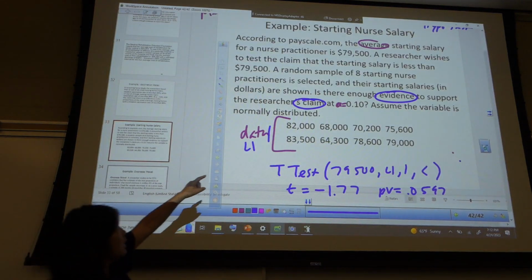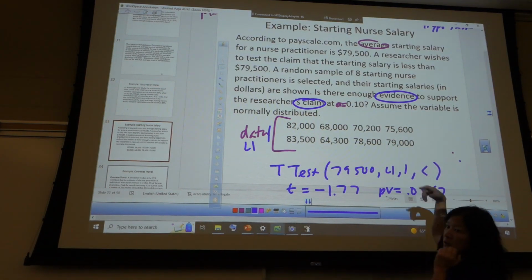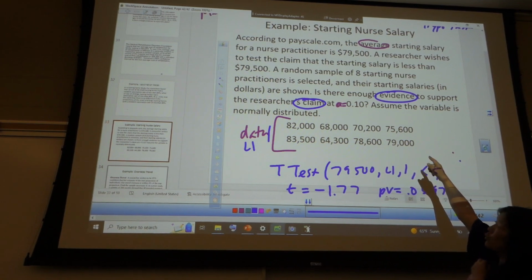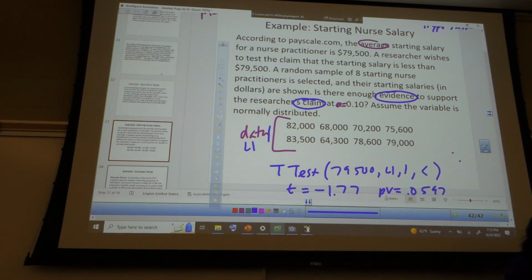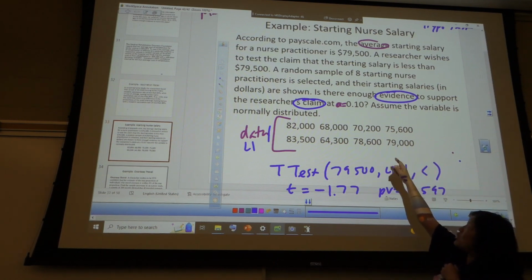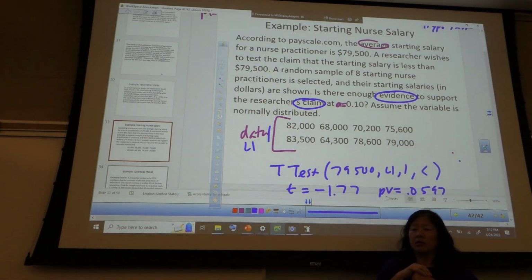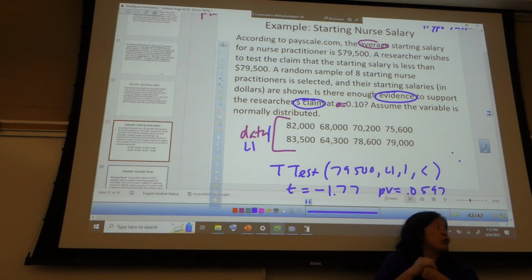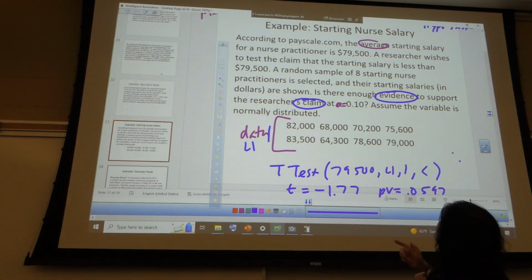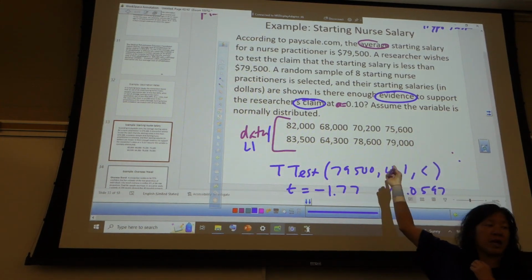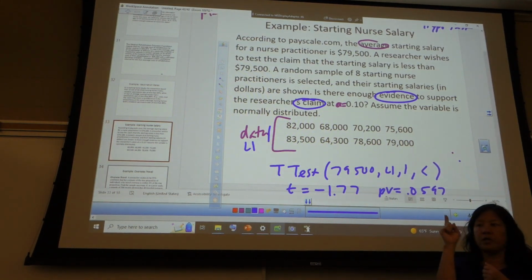Okay. Is this before and after? Does that say before and after, or left and right, or first group and second group? No. So yes, they're matched up, but they aren't labeled as the first group and the second group. They're not two groups. It's just one group. How many people? A sample of 8 starting nurses. My sample size is 8. There's just one sample.